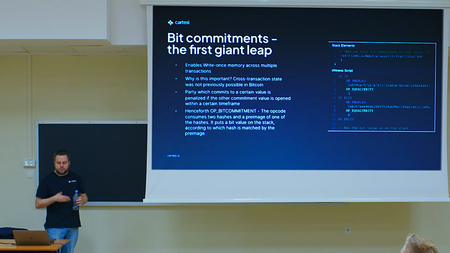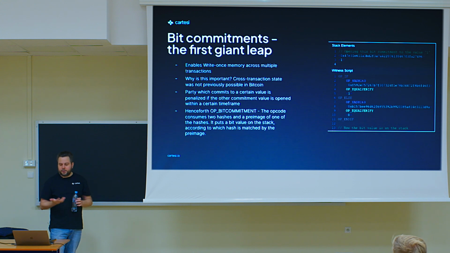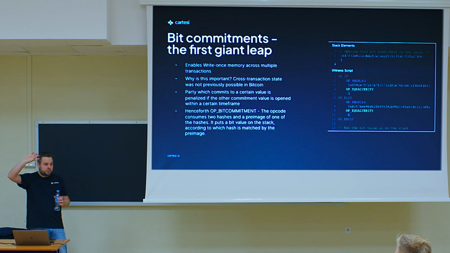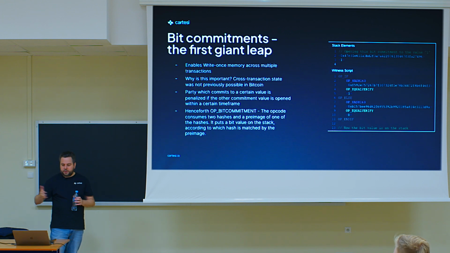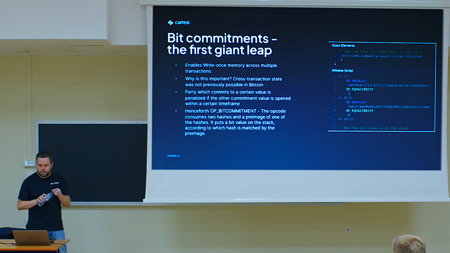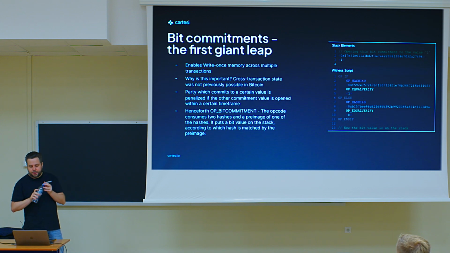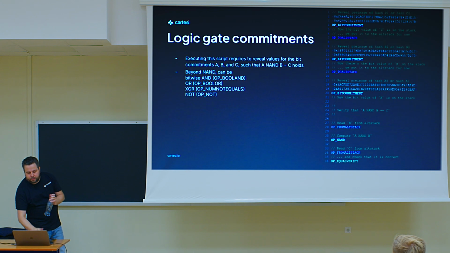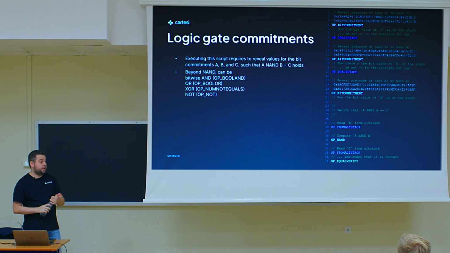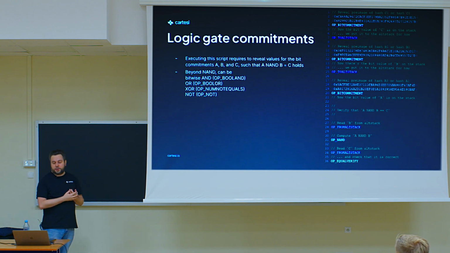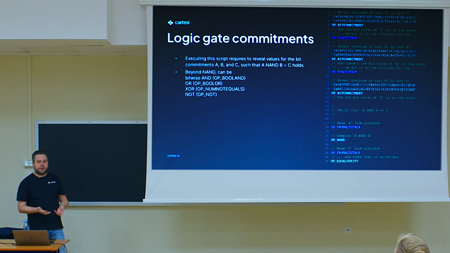Essentially, the primitive that you're building here is that you consume 2 hashes and the pre-image of one of the hashes, and then it puts a 0 or a 1 on the stack, according to which hash actually matches the pre-image. And based on that, you can start moving a little further, which is about making logic gate commitments, right? As you know, any computation can be built up using logic gates.